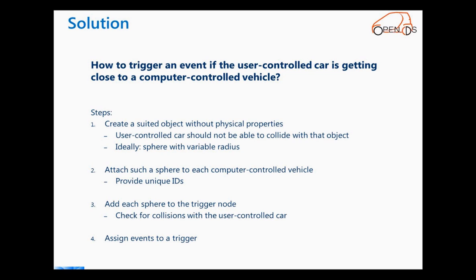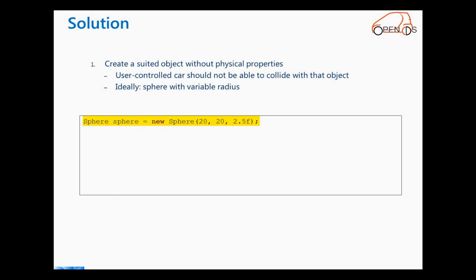Knowing the ID, I would also know the ID of the car which I approached too close and can output special messages according to that ID. So let's dive into the first step, where we want to create suited objects without physical properties, as we already said, a sphere.